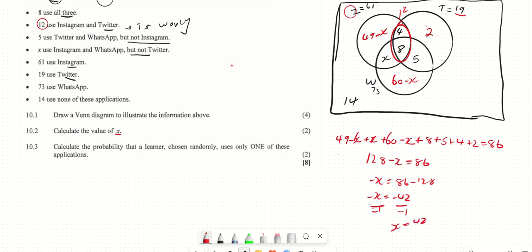So if x is 42, here we have 42. 60 minus 42 is 18, here with 18. So 49 minus 42, here we'll have 7.